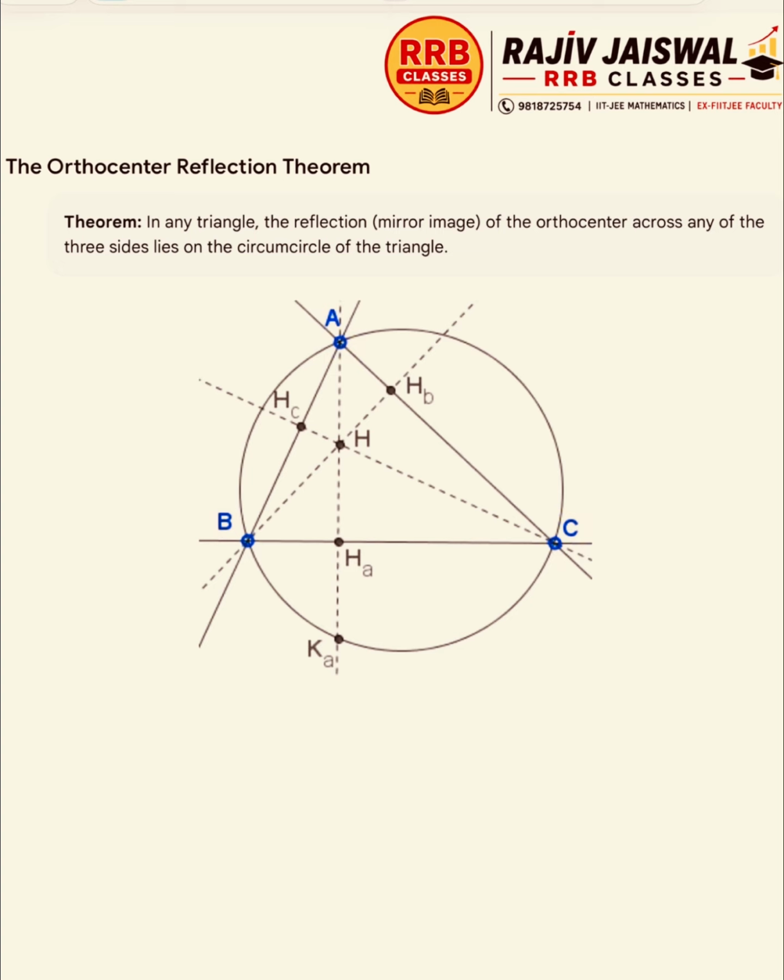Again, what is the concept? The image of the orthocenter from any side of the triangle lies on the circumcircle of the triangle. So that's all in this video. Thank you so much.